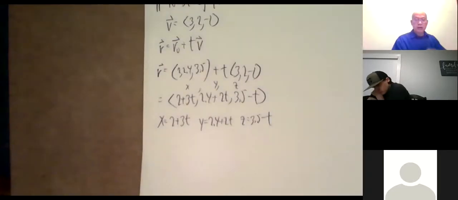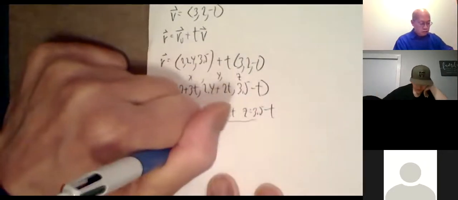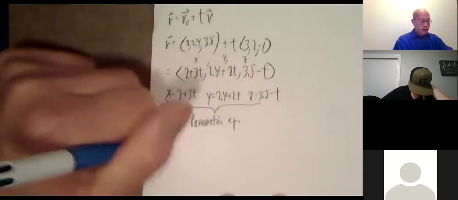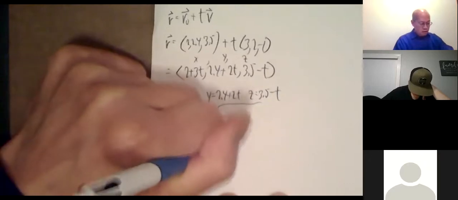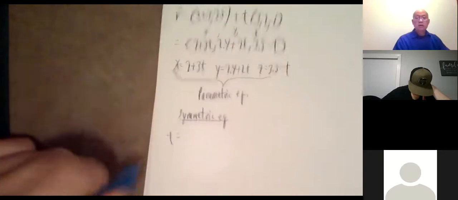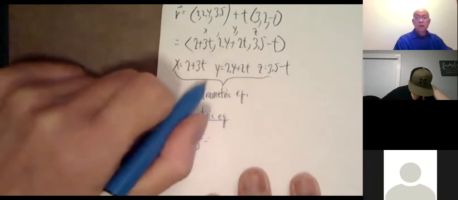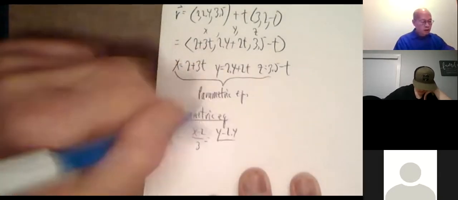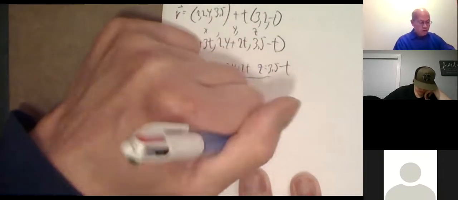And it didn't ask for symmetric equations, but just for practice anyway. So this is parametric equations. And then for symmetric equations, just solve for t. That's easy algebra: x minus 2 divided by 3, this one is y minus 2.4 divided by 2, and this is z minus 3.5 divided by negative 1.